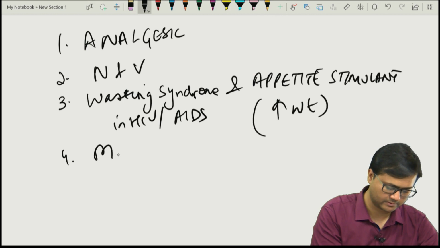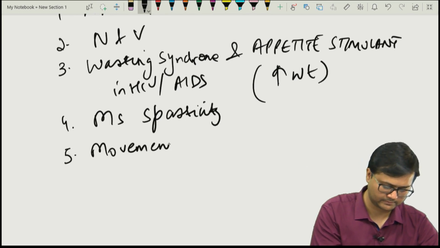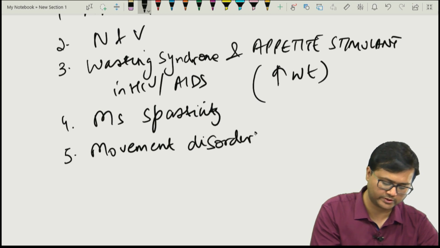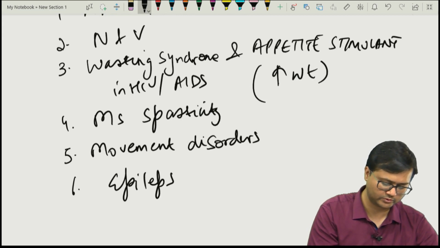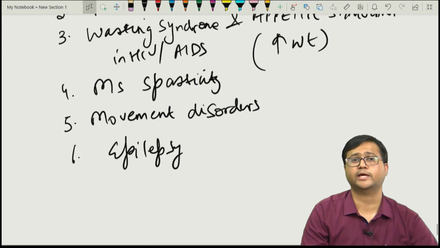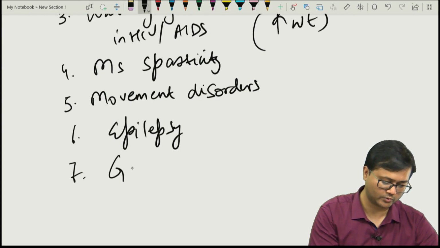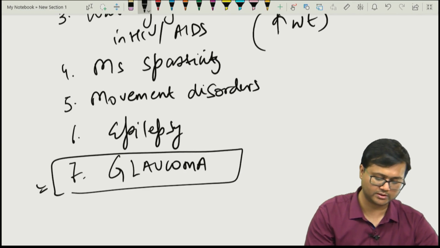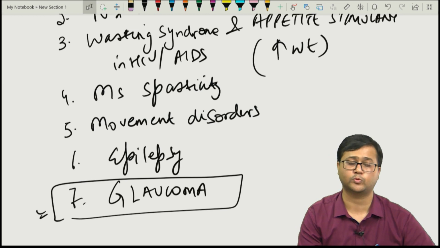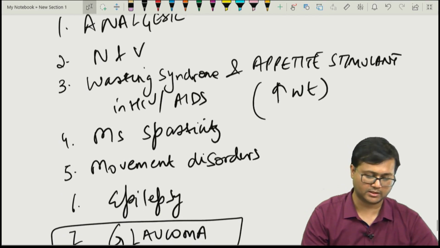Then it may be used in muscle spasticity, in movement disorders like dystonia and Huntington's chorea. Then it may be used in epilepsy. These are not approved indications, but cannabinoids have been found to have a good role in these situations. And again in glaucoma, because historically it was also used to decrease the intraocular pressure in glaucoma. So these are some of the important therapeutic effects of cannabinoids which generally are seen.